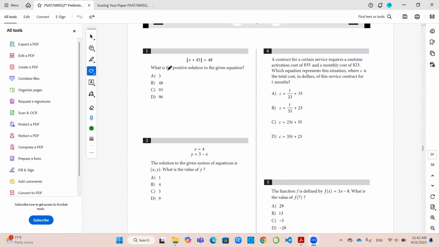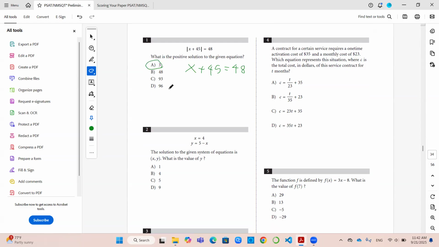So number one, what is a positive solution to the given equation? Okay, so all you got to do is take out the bars and write x plus 45 is equal to 48. And if you solve for x, we get 3. So A is the correct answer.